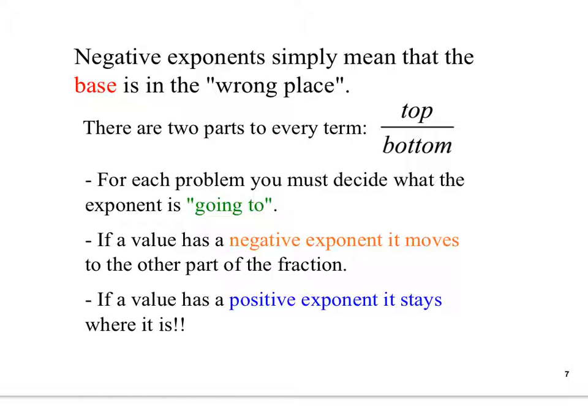Okay, so there's 2 parts to every term. Every term has a top, and every term has a bottom. Like if I have 2, I put it over 1, and it's a fraction. So everything can be written as a fraction. And it simply means, if I have a negative exponent, that wherever you are, that base, whatever the exponent is being raised to, is in the wrong place.